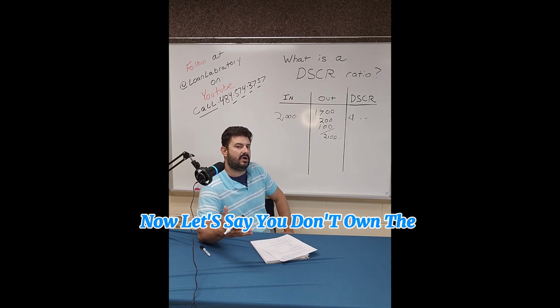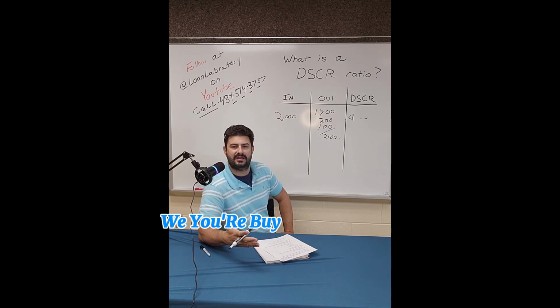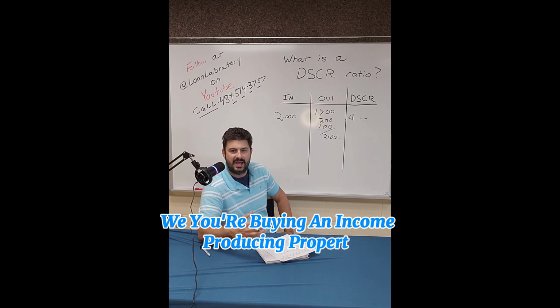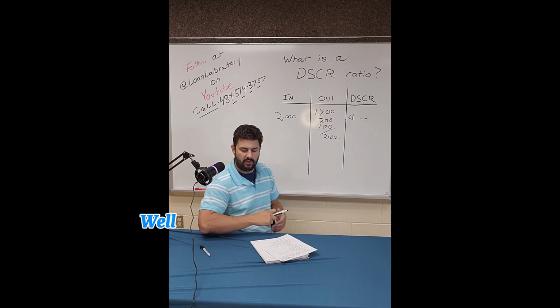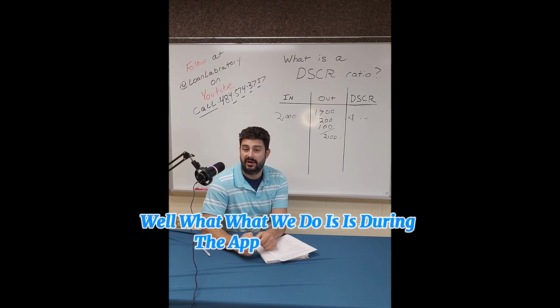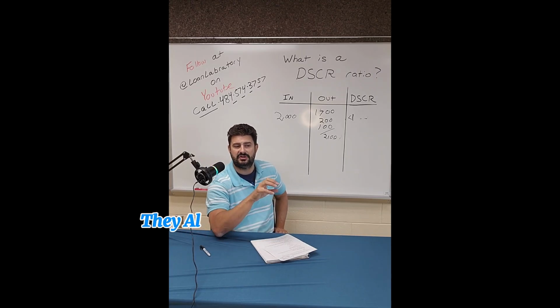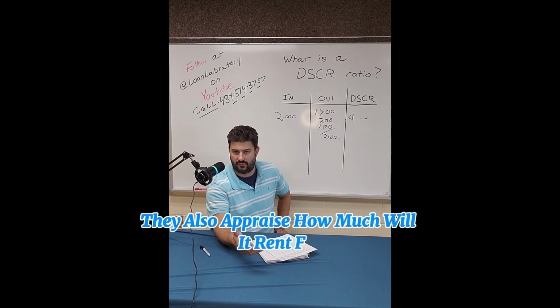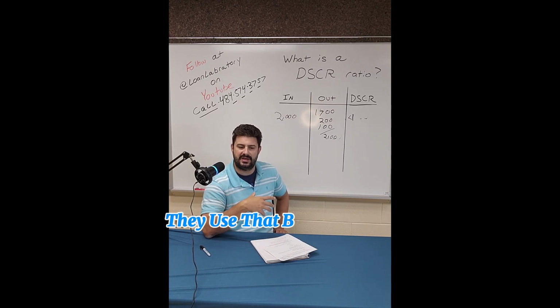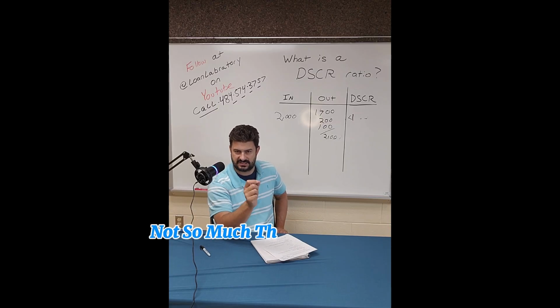Now, let's say you don't own the property yet. You're buying an income producing property. How do we figure out what that looks like? Well, during the appraisal process, they don't just appraise how much the house is worth. They also appraise how much it will rent for, and they use that based on the market, not so much that specific house.